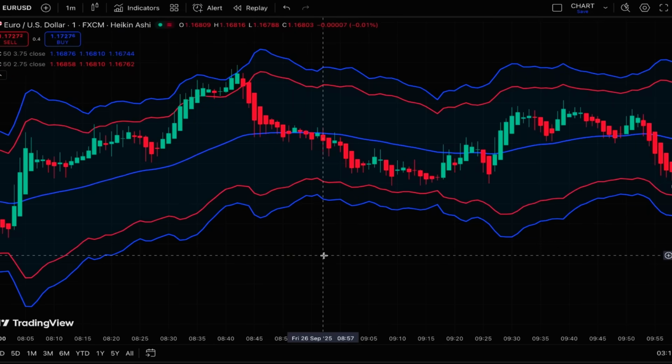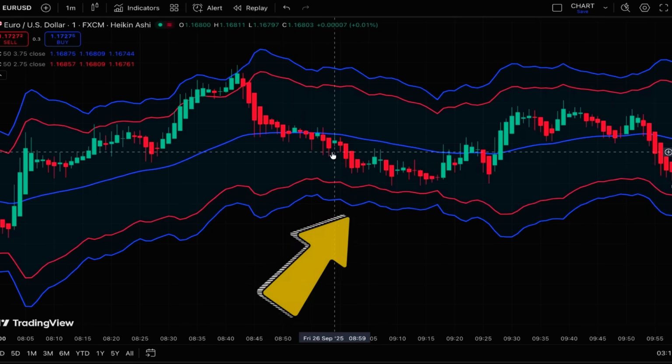And now let me teach you how you can find buy-sell signals based on these 2 Keltner channels that we have on our price chart.